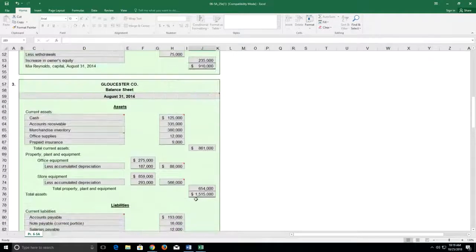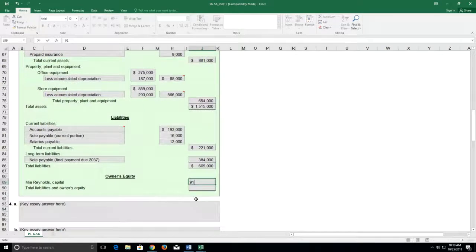We get our owner's equity right off our owner's equity statement of $910,000. We add those two together, and it equals, they're balanced, $1,515,000.